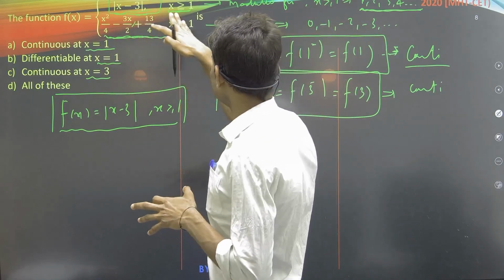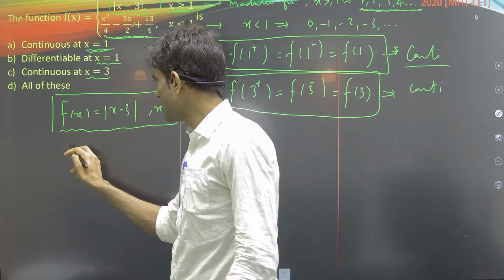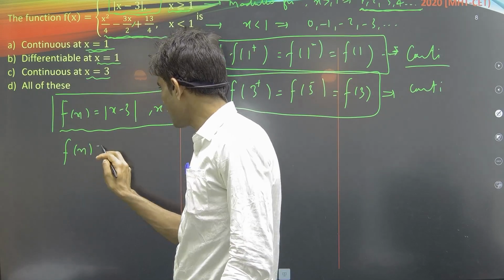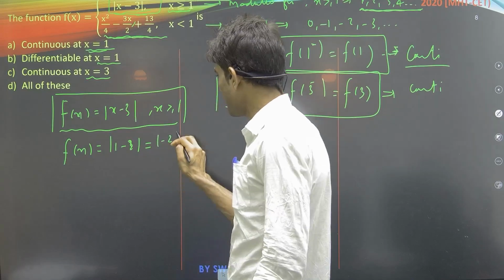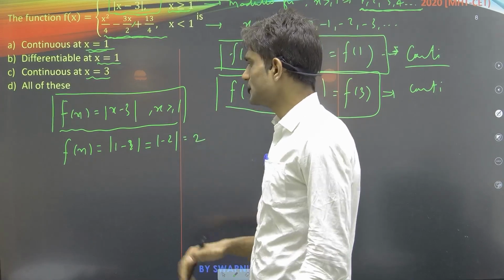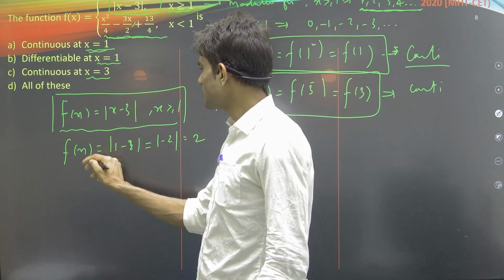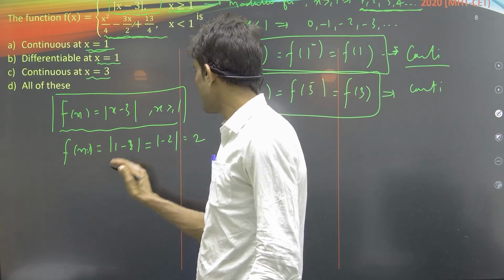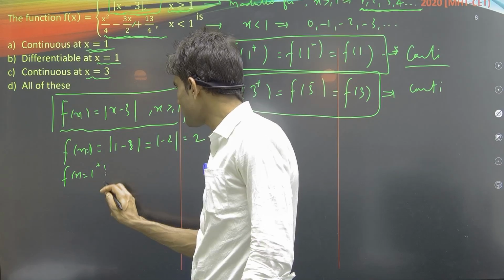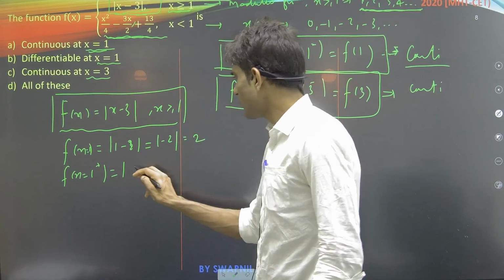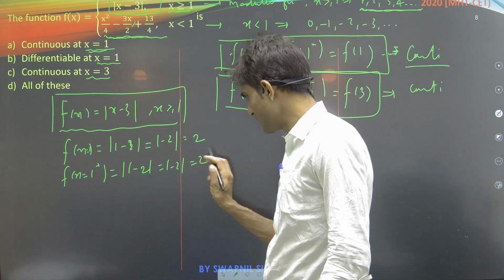So as we are checking for x equal to 1, we put directly f of x equals 1 minus 3, which is the modulus of negative 2, so it always gives us 2. That means when we consider x equal to 1, we got 2. Again, f of x at 1 plus, check what we get: 1 minus 2, which is the modulus of minus 2, which gives us 2.